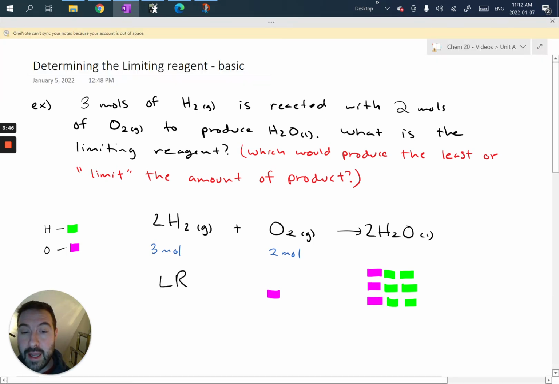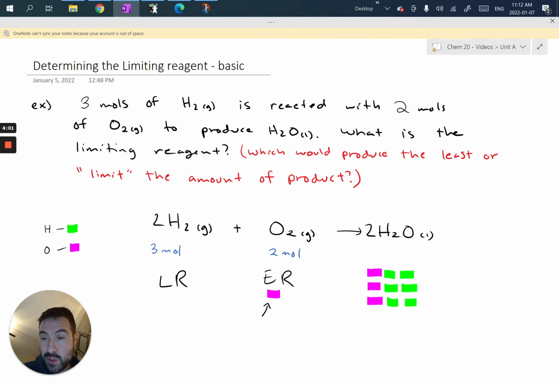The oxygen is my excess. I have 1 mole of oxygen left here, so this is my excess reagent. The hydrogen limited how much of my product I could produce. That's a way of looking at it with a model, and hopefully that helps you understand the concept of a limiting reagent.